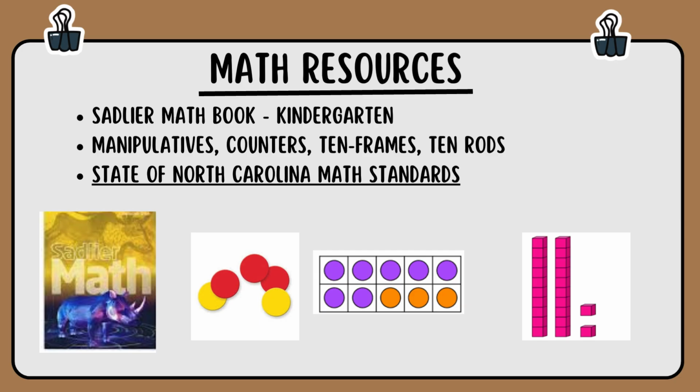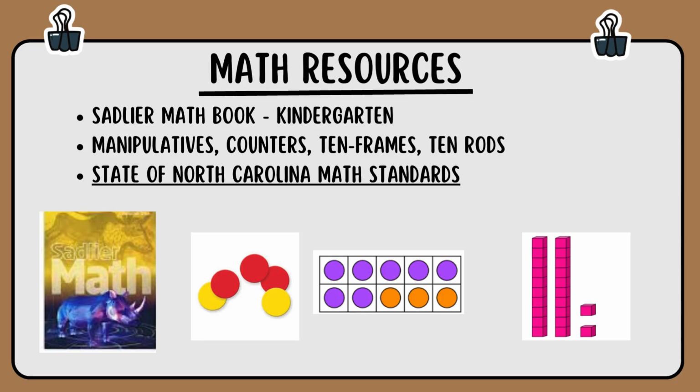The resources that we use in our kindergarten classes, we have our Sadlier math book, which is 2 volumes. They do one where they finish typically around Christmas time, and then we come back from the break, we start the second volume, which goes into the adding and subtracting. We use a lot of manipulatives in math as far as counters, 10 frames, 10 rods, objects.